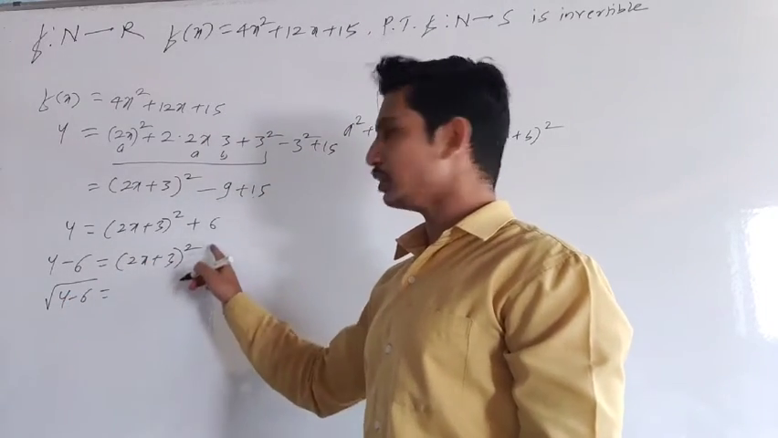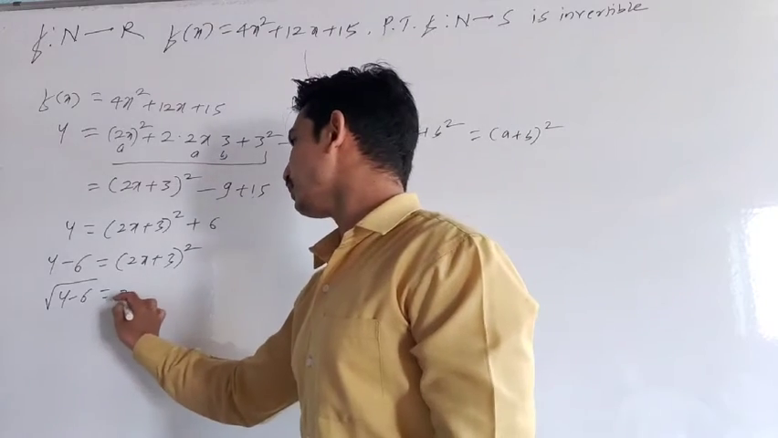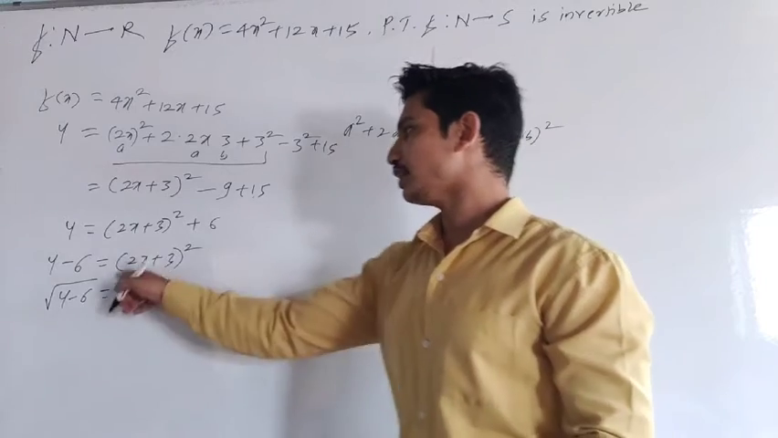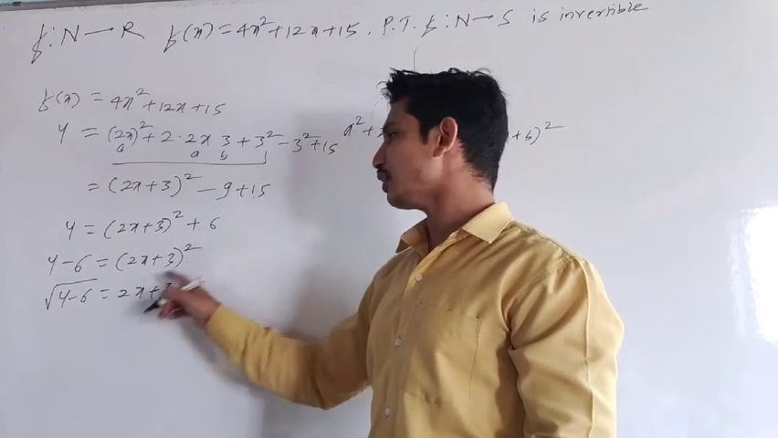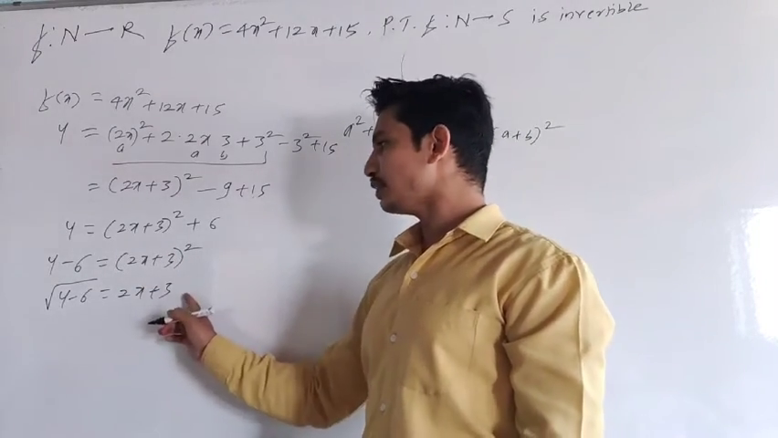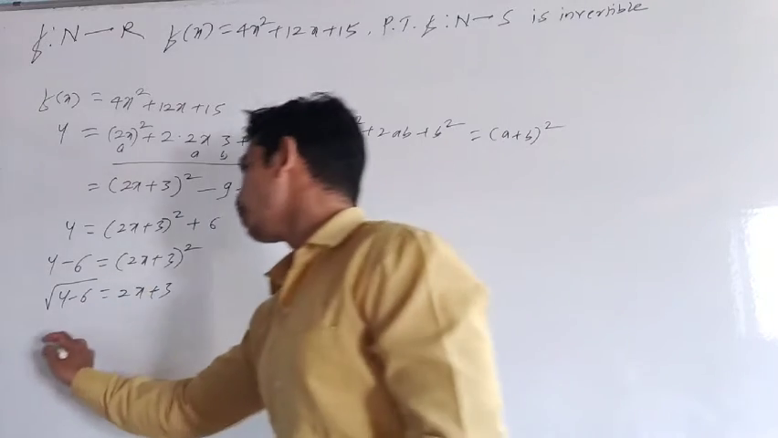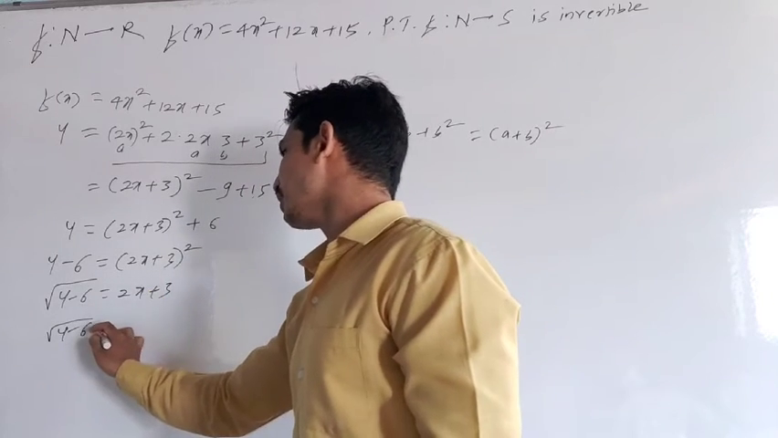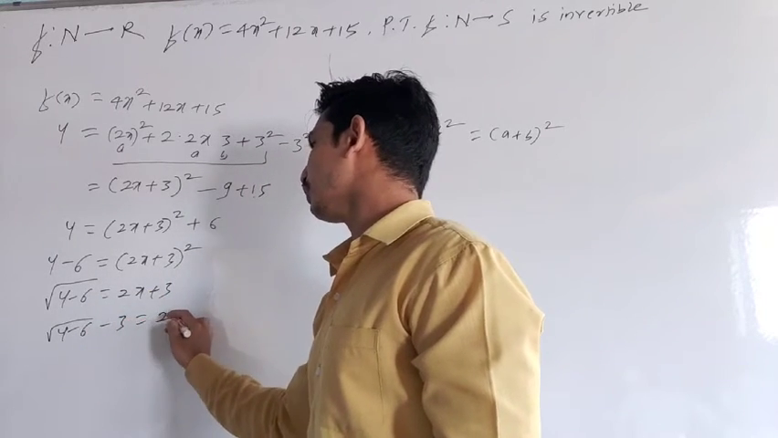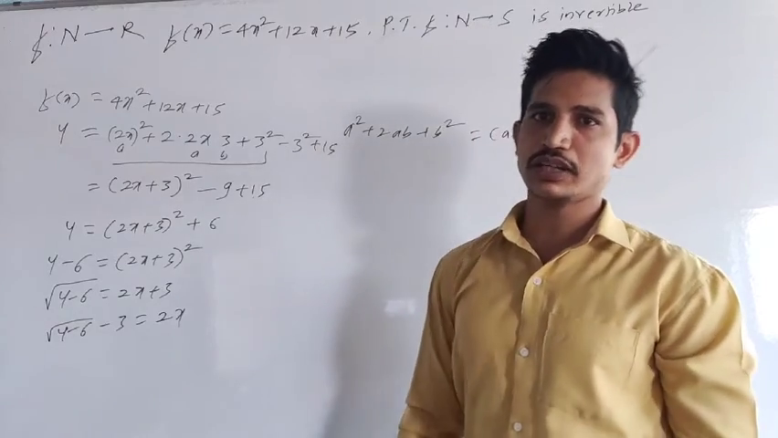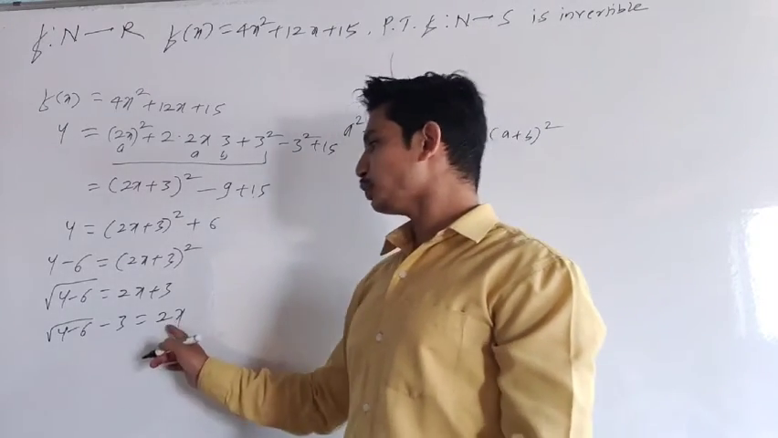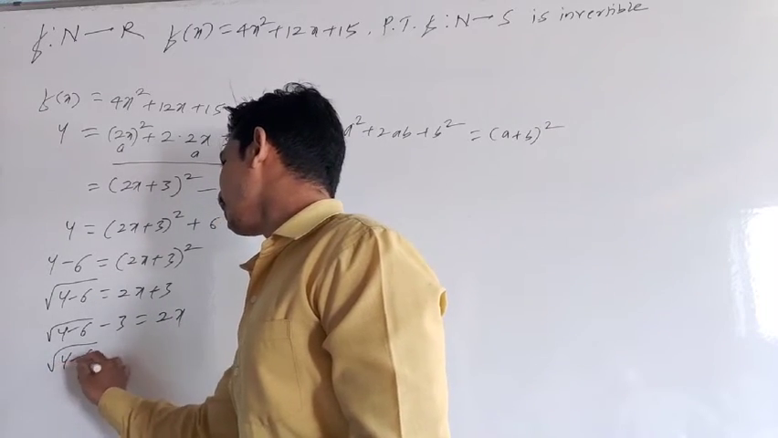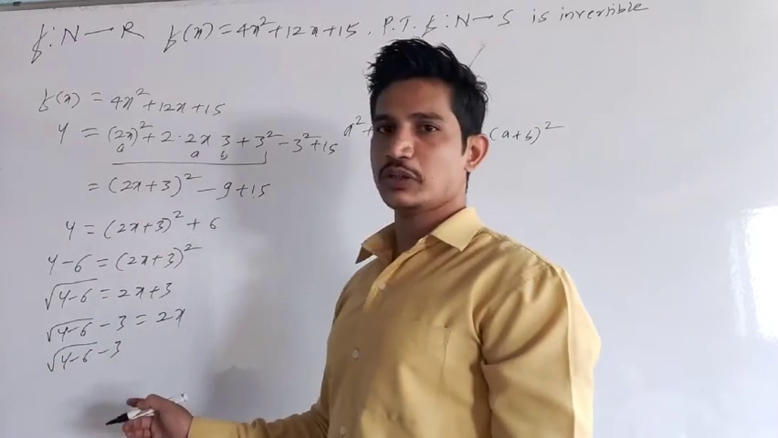If you take the square root, the square gets cancelled, and 2x plus 3 remains. The square root of 2x plus 3 square is 2x plus 3. Now the plus on the opposite side becomes minus 3. So root of y minus 6 minus 3 is equal to 2x. Now again this 2 transfers to that side, so root of y minus 6 minus 3 is divided by 2.